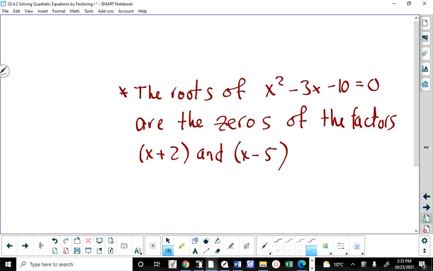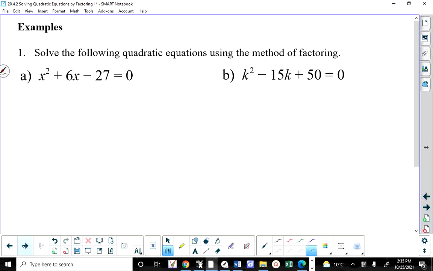Whatever value of x makes each factor equal to 0 will make the whole thing equal to 0, because a factor is going to be multiplied by other factors to get the whole thing. For example, now we're going to keep the equal 0 here when we work on this. We're not going to factor this thing without the equal 0.